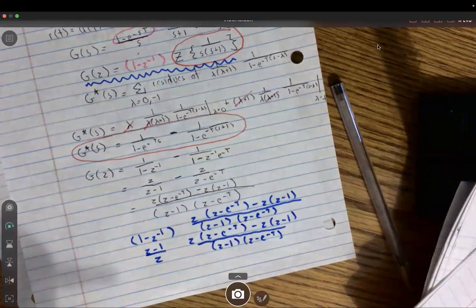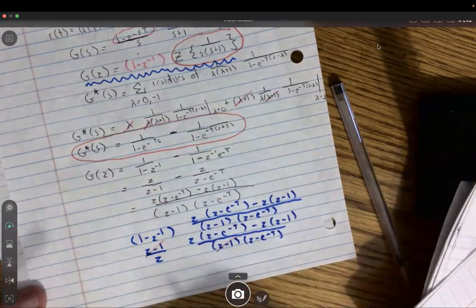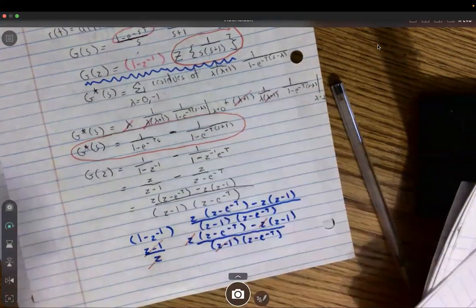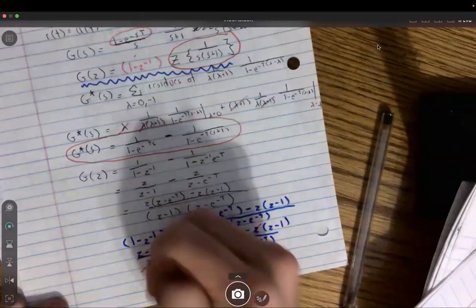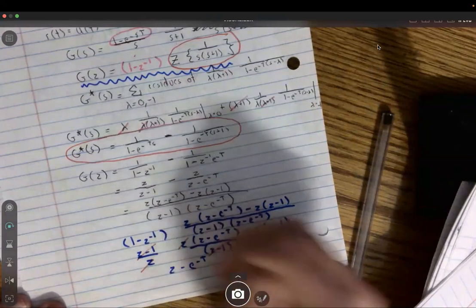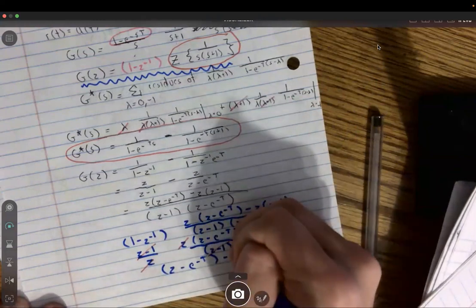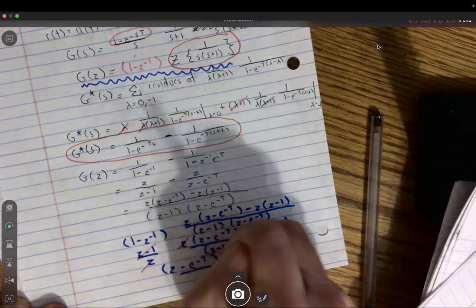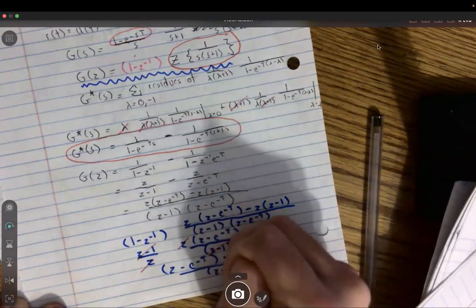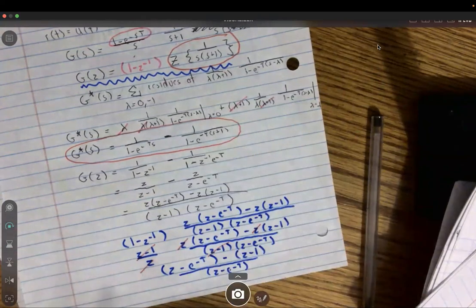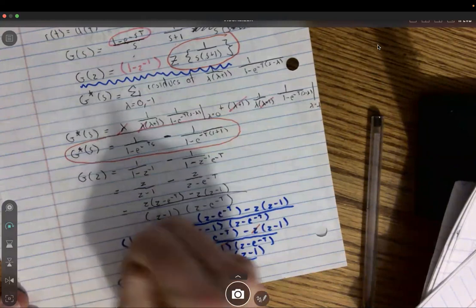Okay. Now what we're going to notice is some terms are going to cancel. This z minus 1 is going to cancel with the denominator here. This z down here is going to cancel with the common z in our numerator. And so for our final result, we're going to get z minus e to the negative t, minus z minus 1, all over, and then in our denominator, we have z minus e to the negative t. Okay. Now, basically, we finally got our G(z), which is great. We finally got G(z).